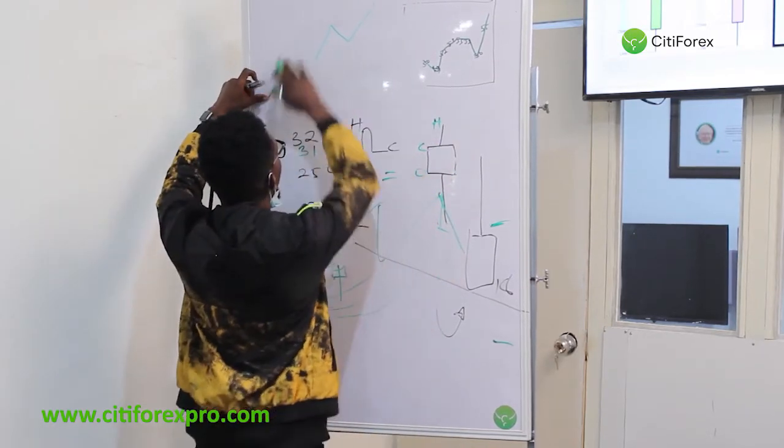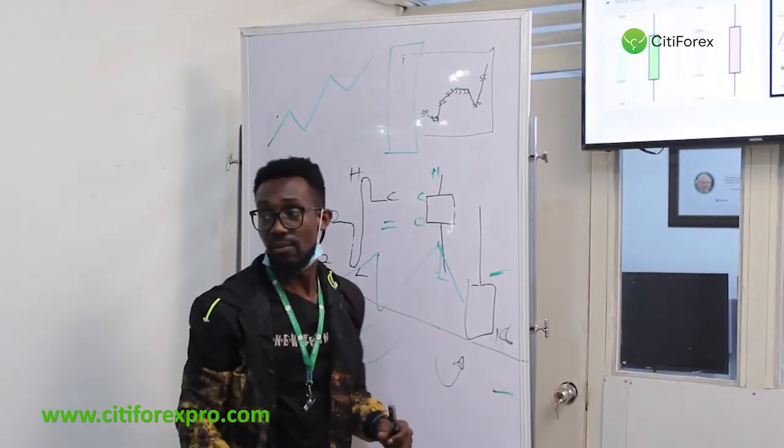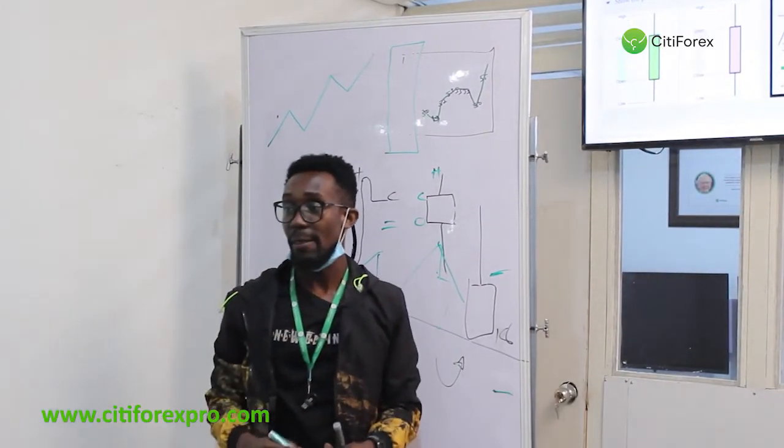This market opened here, went up, went down, went up, all the way. You have what we call a marubozu. Is it not? That's a solid green bar.